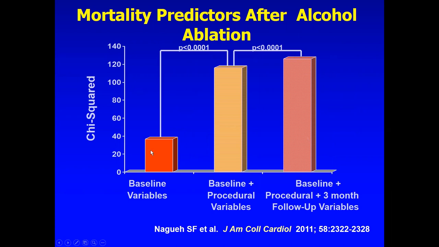This was a multi-center registry from many sites in the United States that looked at baseline variables, procedural variables, as well as 3 month variables. It was more than 800 patients. And basically a lower ejection fraction at baseline and more advanced NYHA class are not good things. A patient who leaves the cath lab with a large gradient on top of the other things is not a good thing. And a patient who is also left with a big gradient at 3 months is also not a good thing and is a predictor of worse outcome.